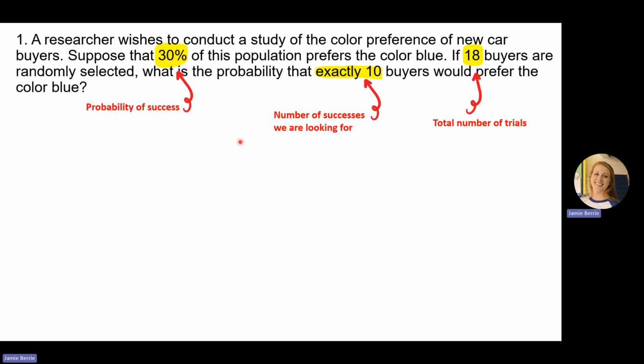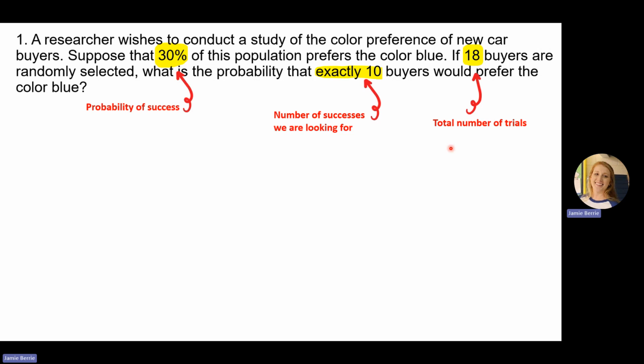Okay. So what's the probability that exactly 10 of our buyers prefer the color blue? That's how we know that it's binomial. All of this combined tells me that this is a binomial problem: the fixed number of trials, the fact that they told me the probability of success, the fact that there's only 2 options for the preference, you either prefer the color blue or you don't, and the fact that we're looking for a certain number of successes within those fixed number of trials.